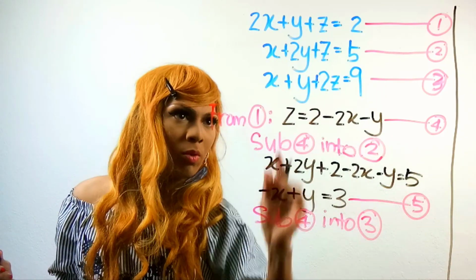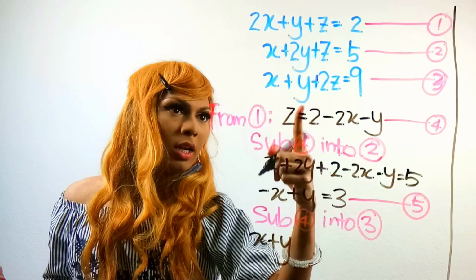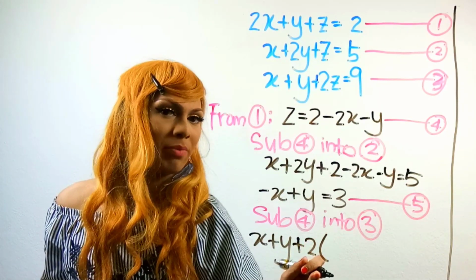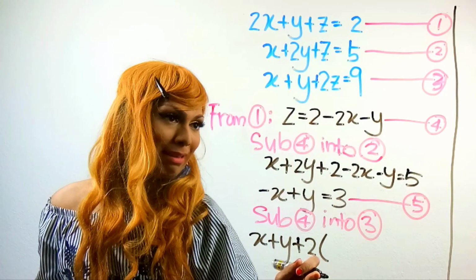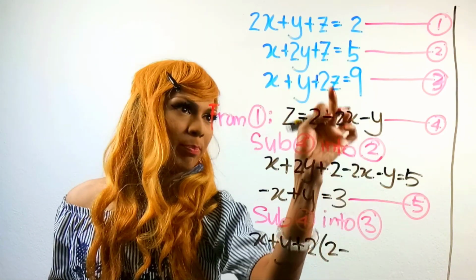Alright, so x plus y plus 2z. Of course this one you have to have the bracket because you need to expand it, right? So 2, which is I'll take this, put inside this z.